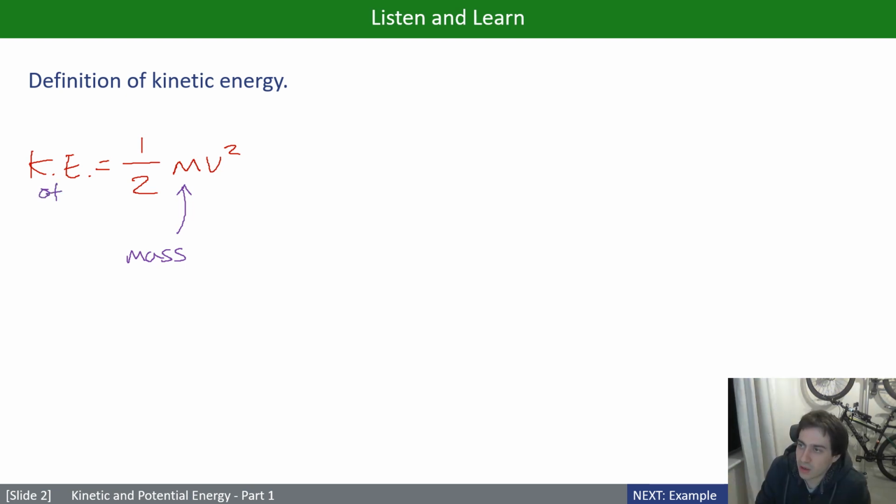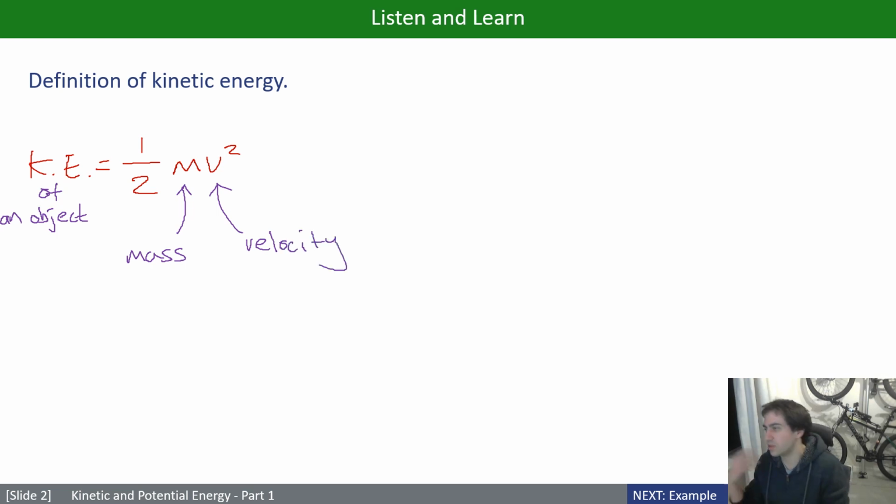So for instance, when we talked about work done, we're talking about the work done by a force, but kinetic energy is the property of an object. And it relates to its velocity. So the faster something is going, the more kinetic energy it has. The slower something is going, the less kinetic energy it has. If something is at rest, then velocity is 0 and its kinetic energy is 0.